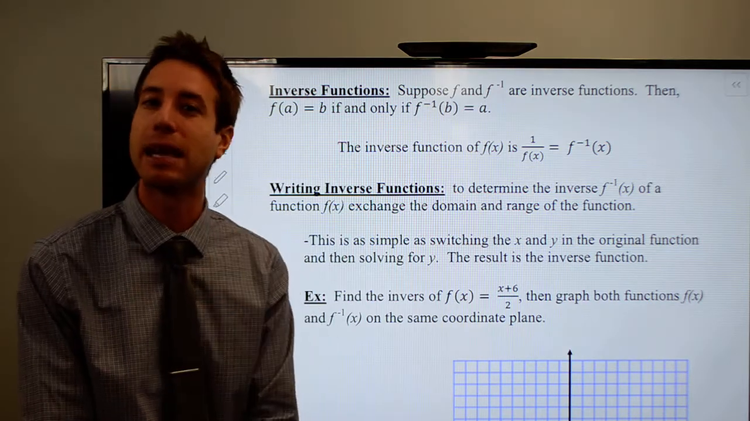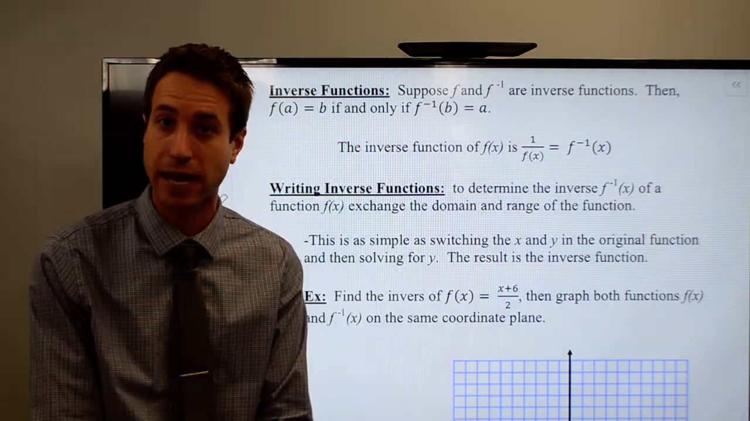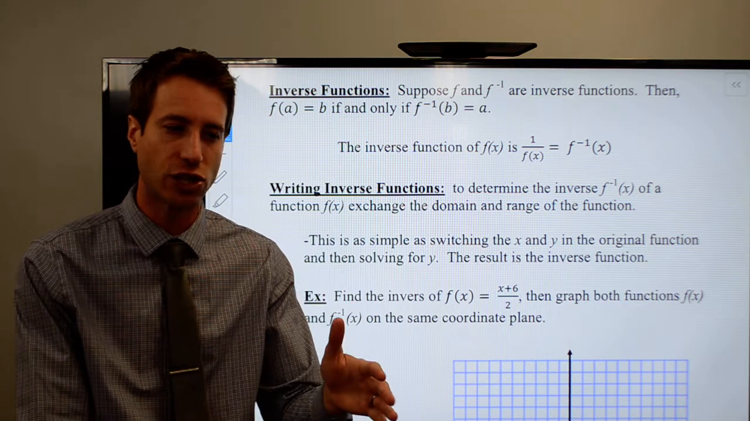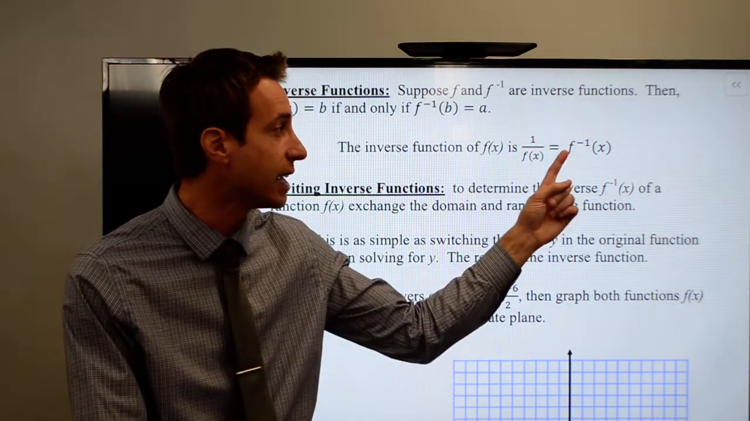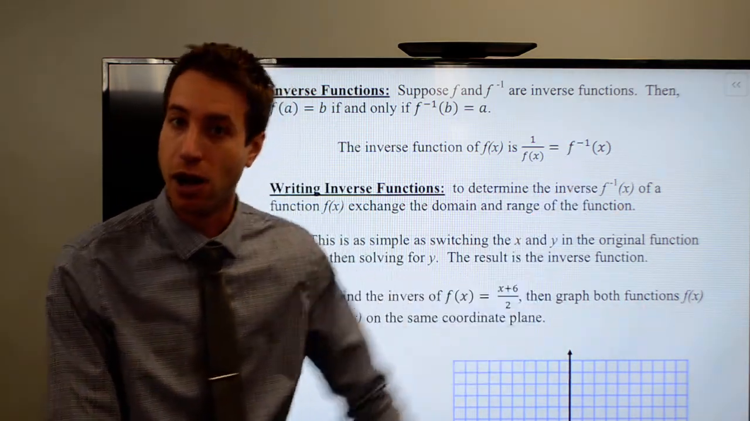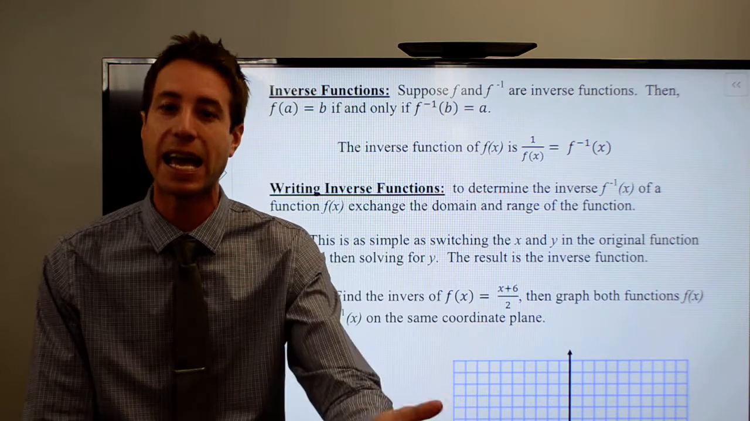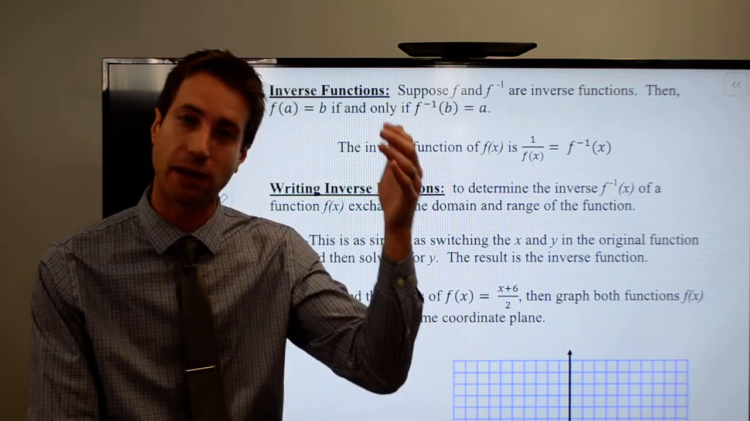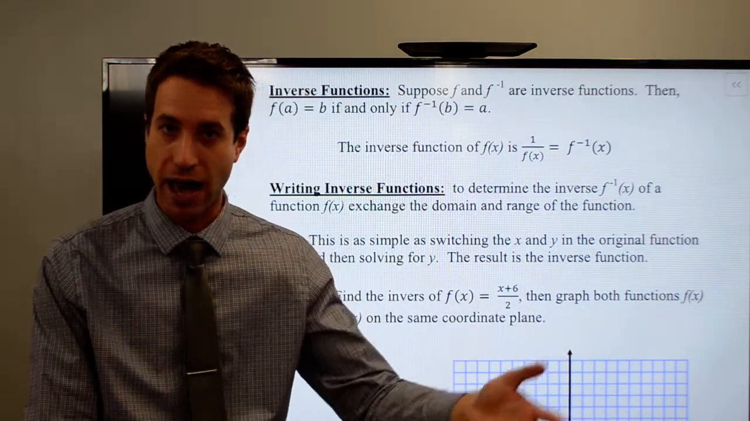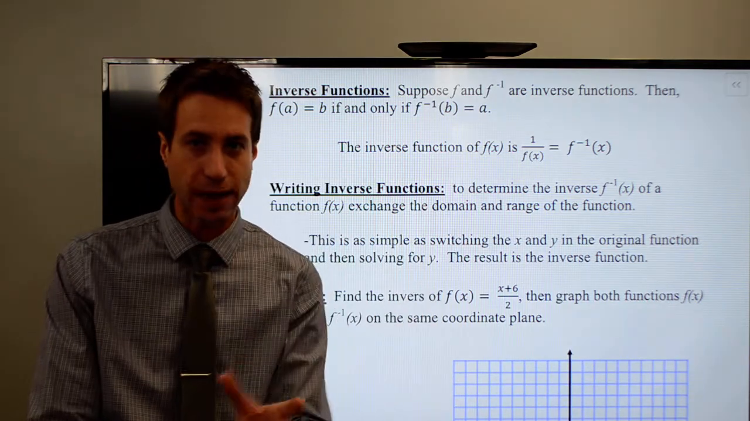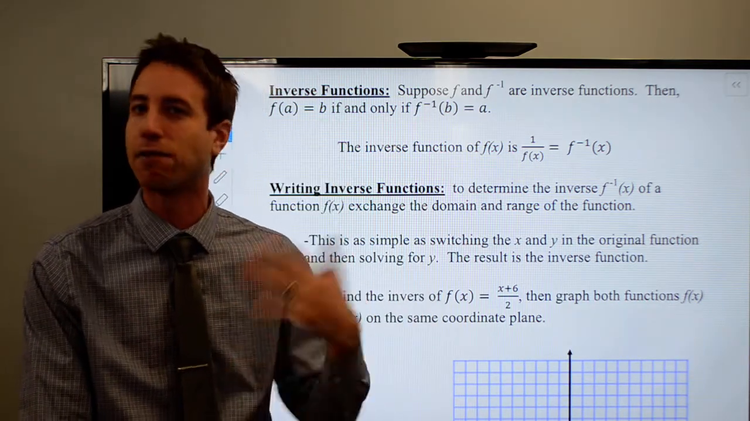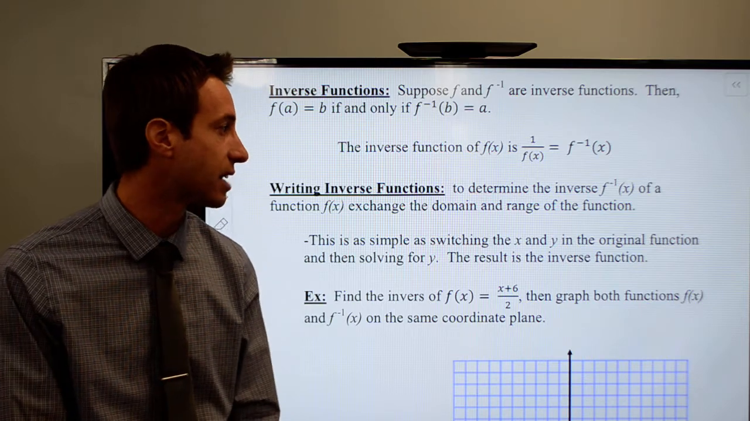But it depends on the name it's given. If you're given the function g of x, then the inverse would be g to the negative first power of x. If you're given the function n, the inverse would be n to the negative first power of x, right? So whatever they've named the function, you keep the same name, you just put it to the negative first power once you've found its inverse.